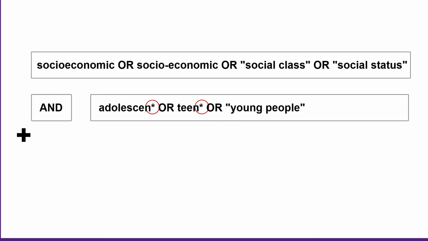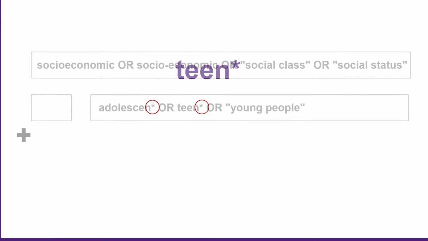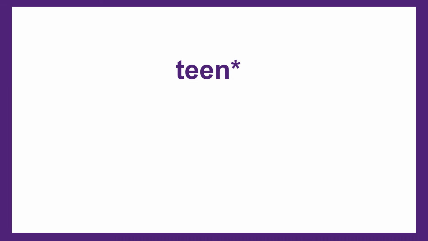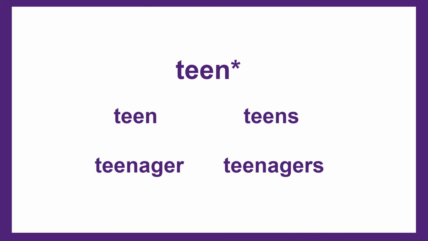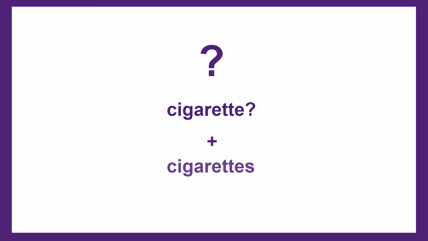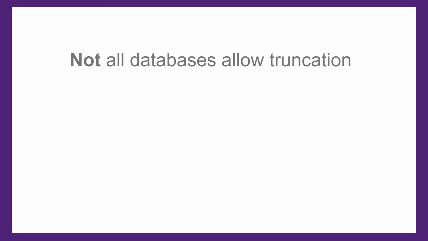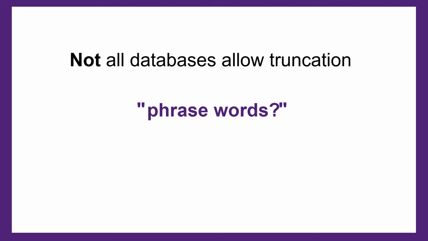Note an asterisk has been placed at the end of the words as a truncation. The asterisk represents any number of characters. So teen with an asterisk will find teen, teens, teenager, and teenagers. Another symbol, the question mark, can be used to represent a single letter. Cigarette with a question mark will also find cigarettes. Please take note that some databases do not allow the truncation of phrase words used within inverted commas.